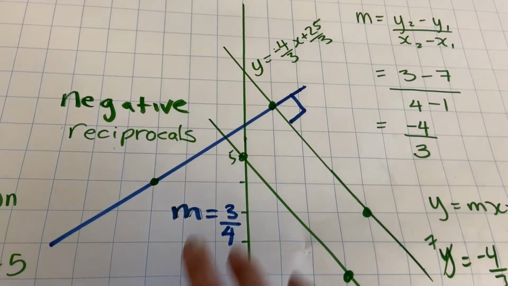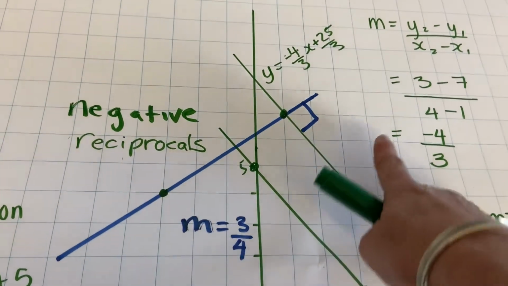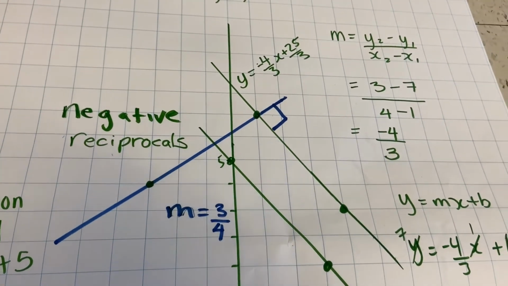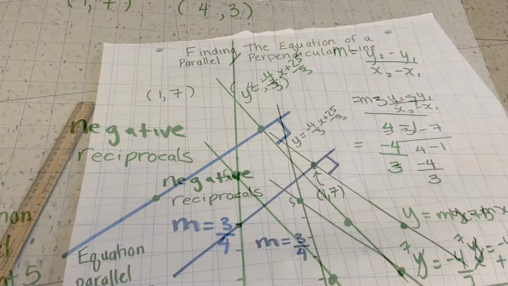Negative just means they have opposite signs, plus and negative, they're opposite. And reciprocals means the fractions are switched. Instead of 3 over 4, 4 over 3. Anytime your slopes are negative reciprocals of each other, that means the lines are perpendicular.